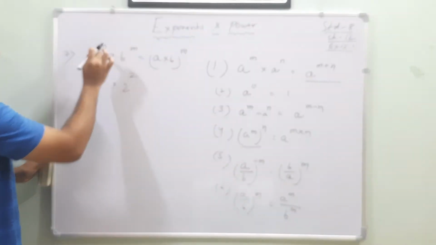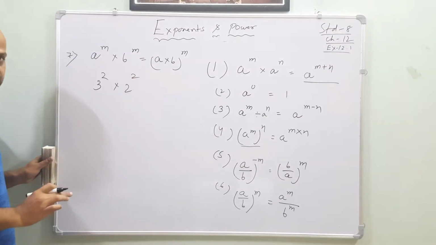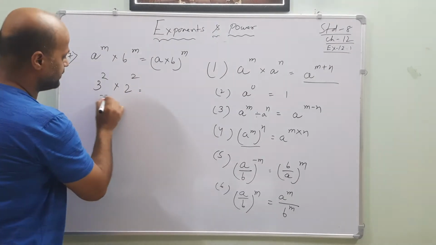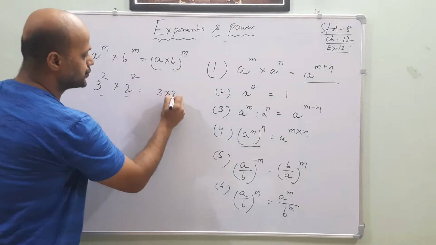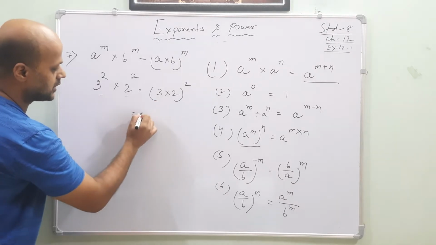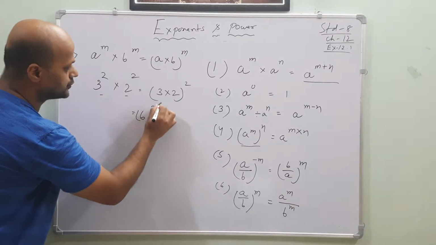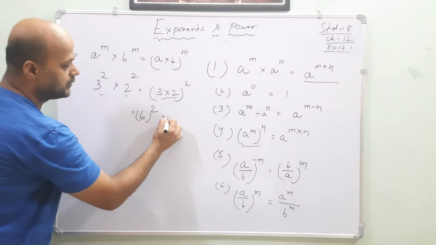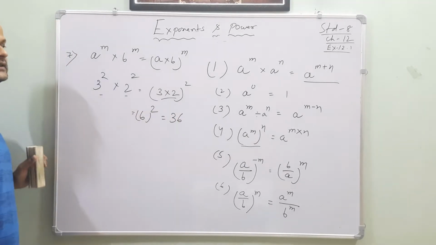Here the powers are the same. In this manner I am giving the question to you. So the bases will be multiplied: 3 into 2 whole power of 2. Now first solve inside the bracket. 6 whole power of 2. 3 into 2 is 6. 6 power of 2, how much? 36 is the answer. Okay.